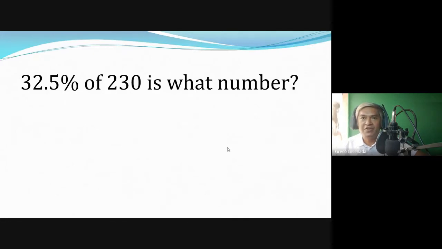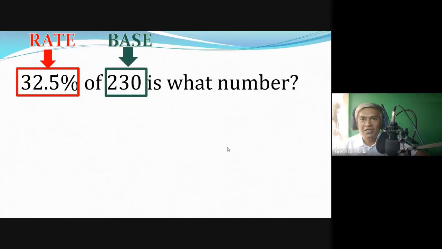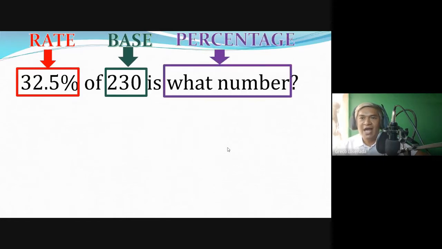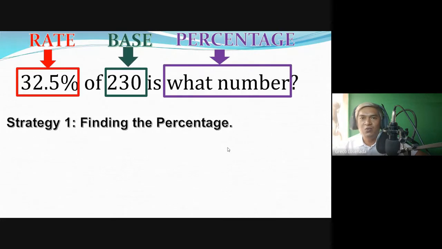32.5% of 230 is what number? What is the rate in this statement? Yes, you're correct. The rate is 32.5%. How about the base? Yes, you're correct. The base is 230. So we need to find now the percentage. We are going to do strategy 1 in finding the percentage.